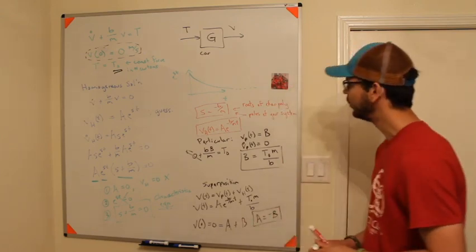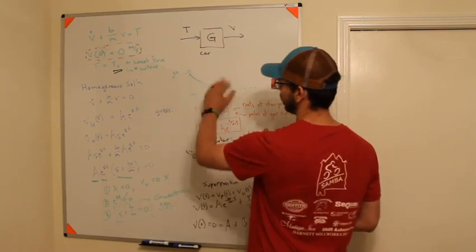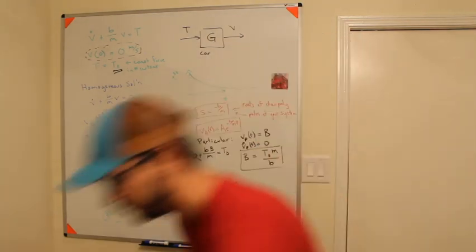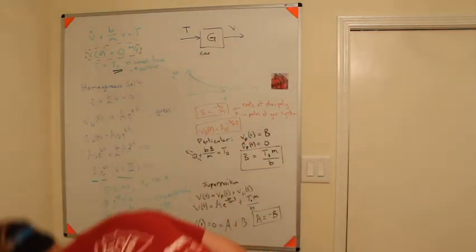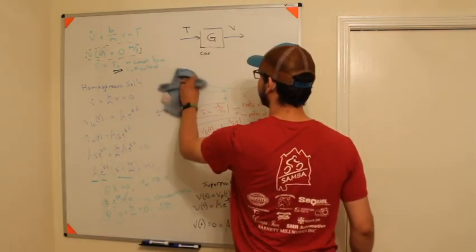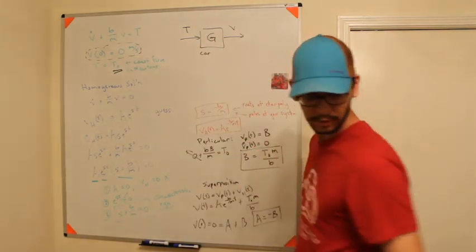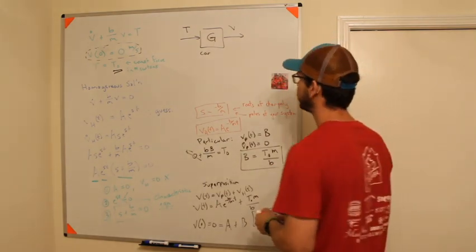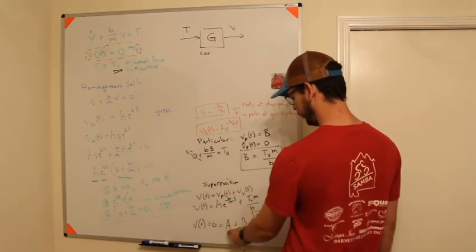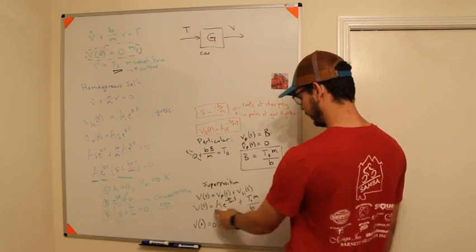And there you go. So what I'm going to do is I'm going to erase this here because that's kind of irrelevant, and I'm going to write the total solution up here. Okay. And so my total solution, if you look at this, if A equals negative B, that's negative B.